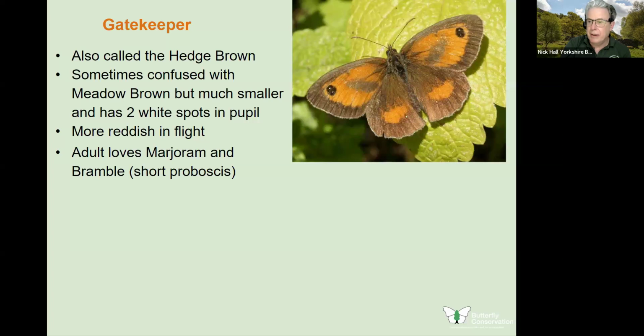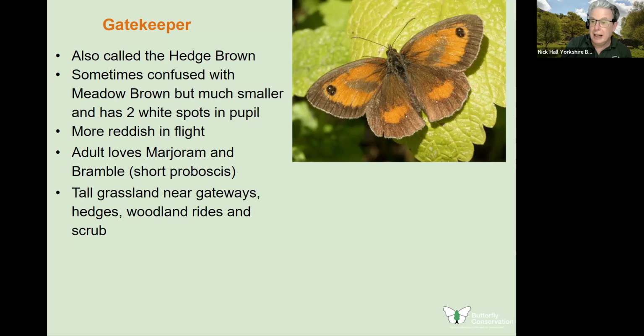It loves certain flowers. It loves brambles, in particular, marjoram. And the reason is it only has a very, very short proboscis. It can't reach nectar on most flowers. It's quite restricted on what it can take nectar from. It goes to the tall grasses, and surprisingly, it always seems to be near gateways, hedges, woodland rides, etc.